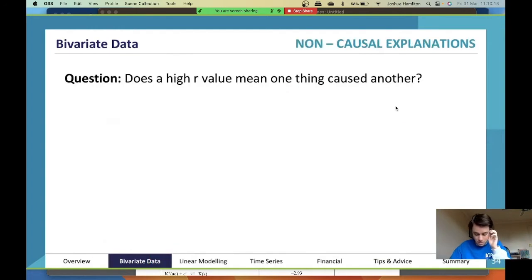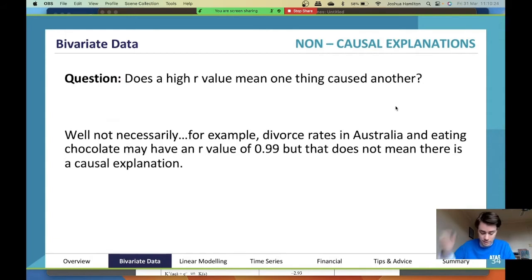So, moving on. Does a high R value mean one thing caused another? Well, not necessarily. This is one of those things where there's a causal explanation. Now, what's really important is that this has been effectively removed from the study design. The only reason I left this slide in, where we had 10 or 15 slides on this and I got rid of them all, is because I've noticed through new content created for this year that they still mention, is this going to cause that? And then explain why this may not have caused that.